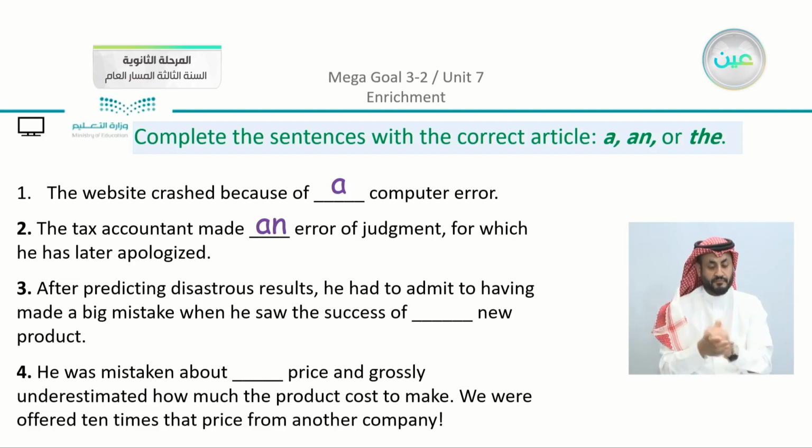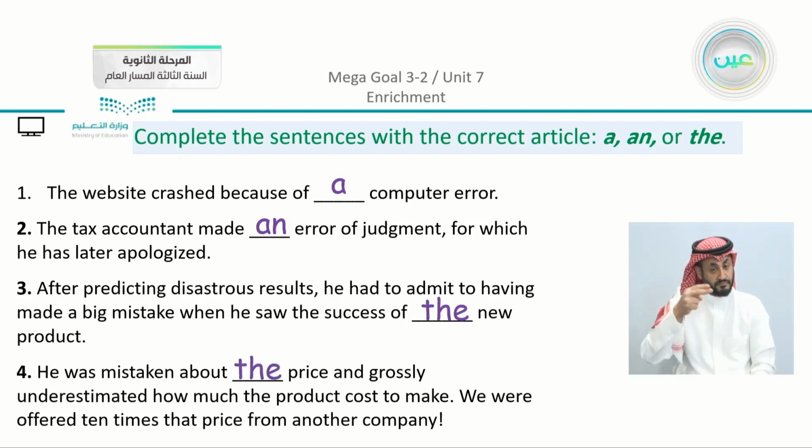We have number 3, after predicting disastrous results, he had to admit to having made a big mistake when he saw the success of the new product. Yes, the new product. And we have number 4, he was mistaken about price and grossly underestimated how much the product cost to make.